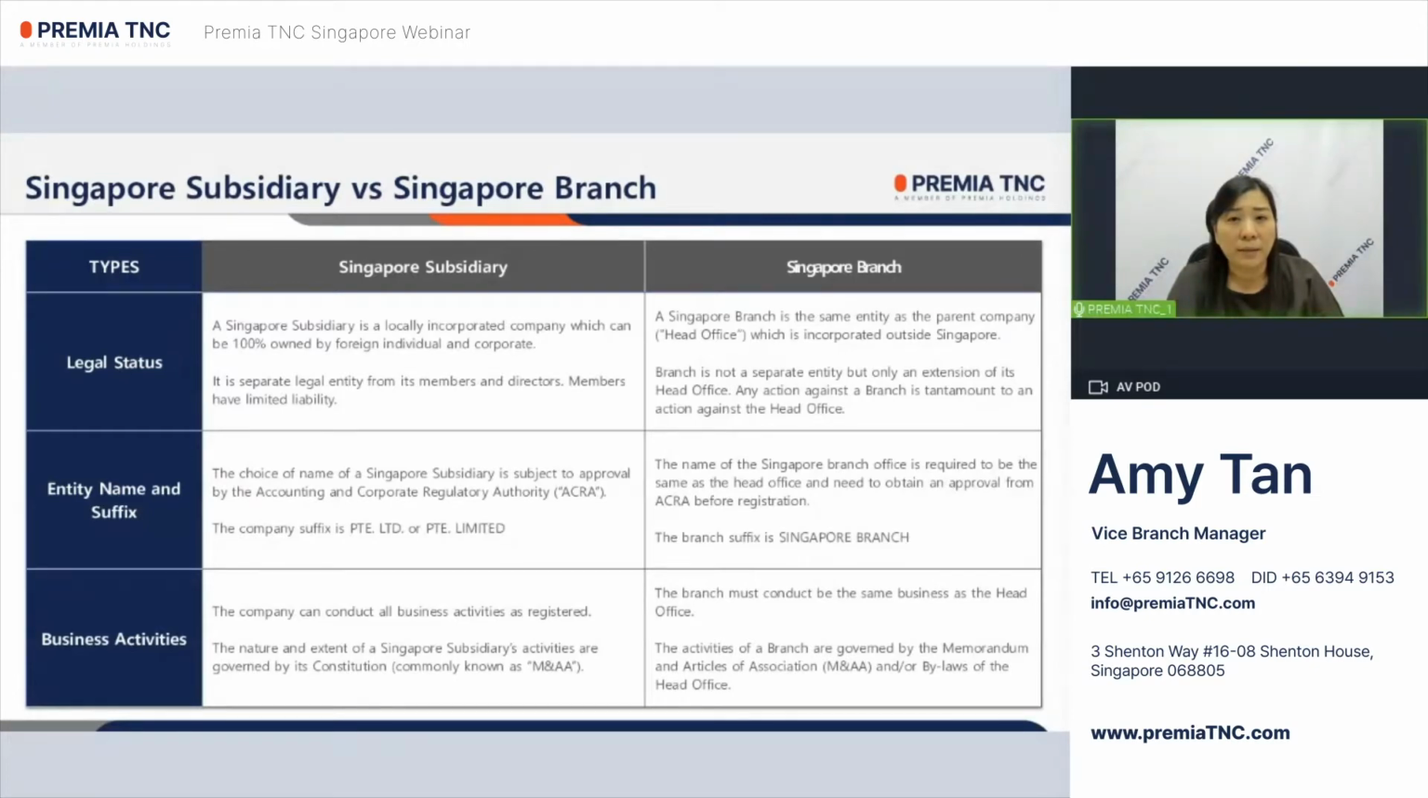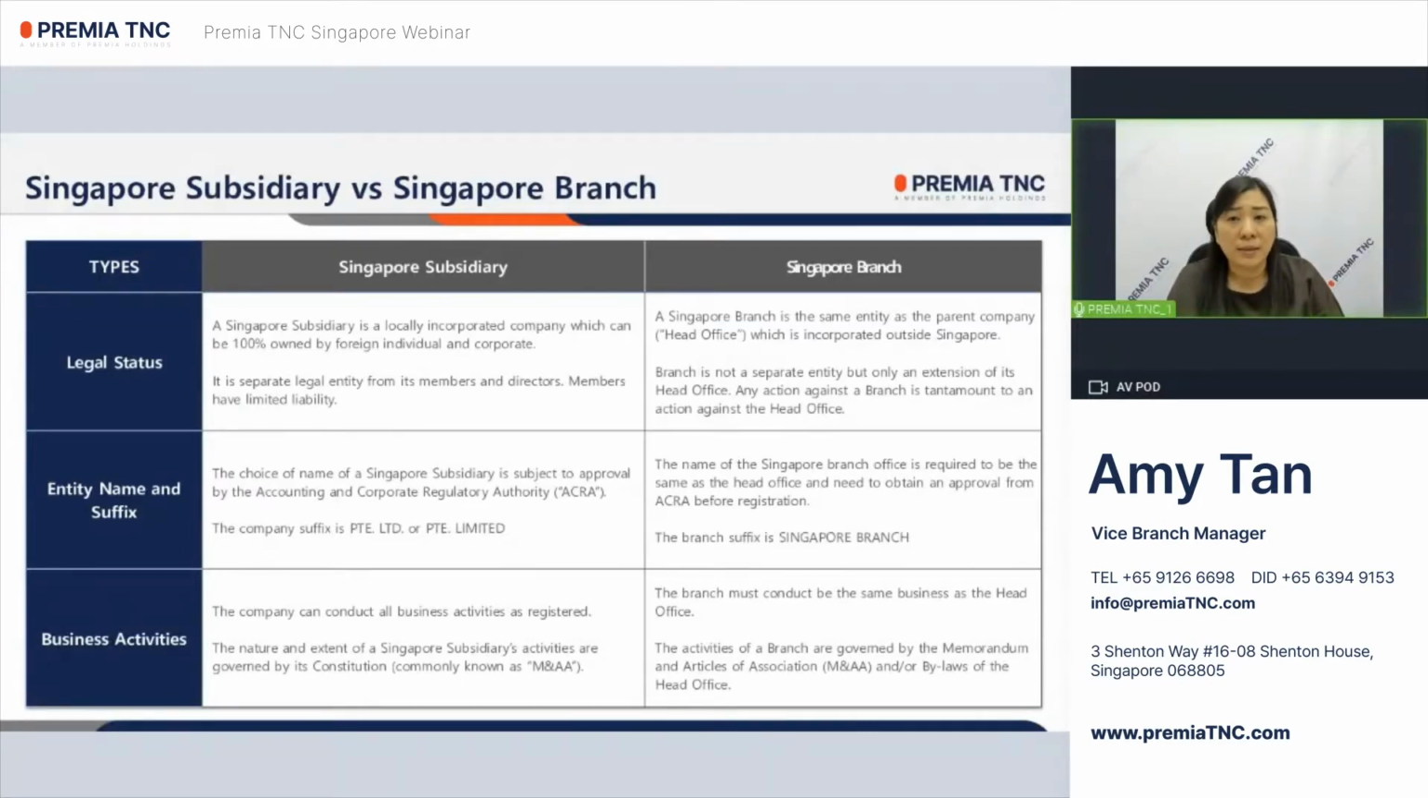Any action against a branch is tantamount to an action against the head office. Entity name and service. The choice of name of a Singapore subsidiary is subject to approval by the Accounting and Corporate Regulatory Authority, ACRA. The company service is Pte Ltd or Pte Limited. As for Singapore branch, the name of the Singapore branch office is required to be the same as the head office and needs to obtain an approval from ACRA before registration. The branch service is Singapore branch.